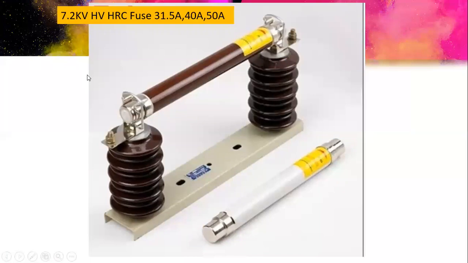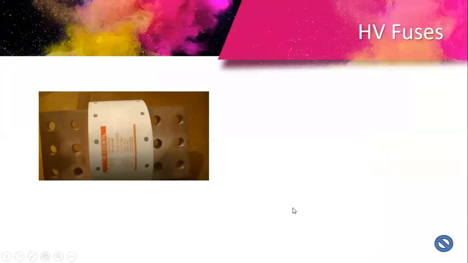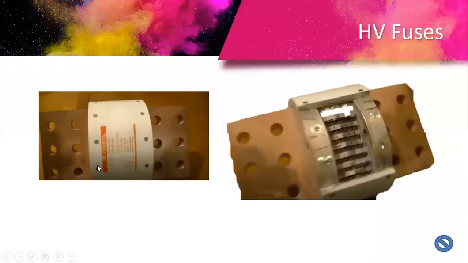Now this is a 7.2 kV high voltage HRC fuse, generally used to limit the current, whether it is 31.5 amperes, 40 amperes or 50 amperes, based on its rating. So this is a fuse element. This is a holder where we are going to place it. This is an extra fuse. And this is another fuse where the current rating is more. Here you can see the number of parallel paths. So this also opens whenever the current passing is more than the predefined values.